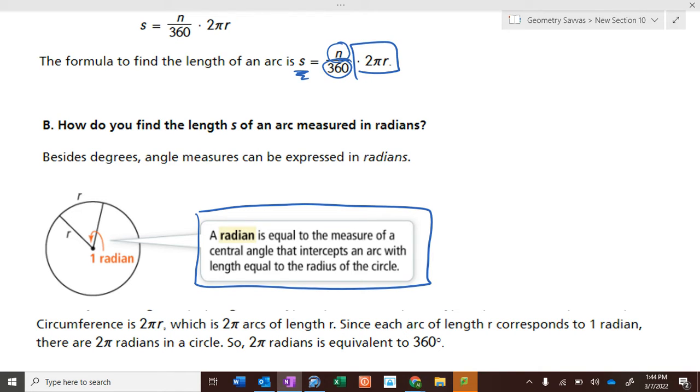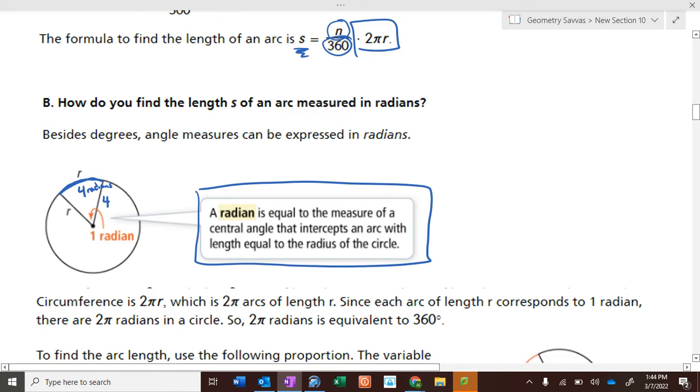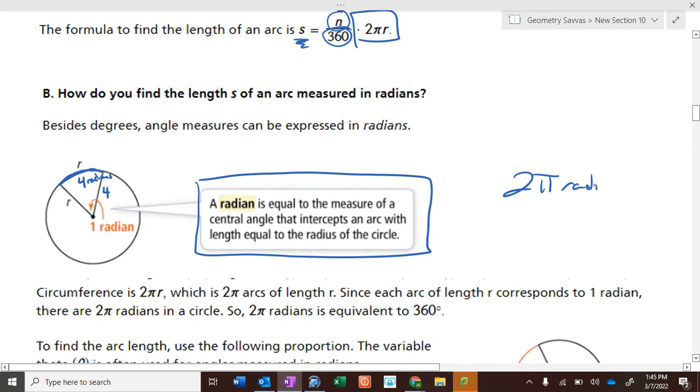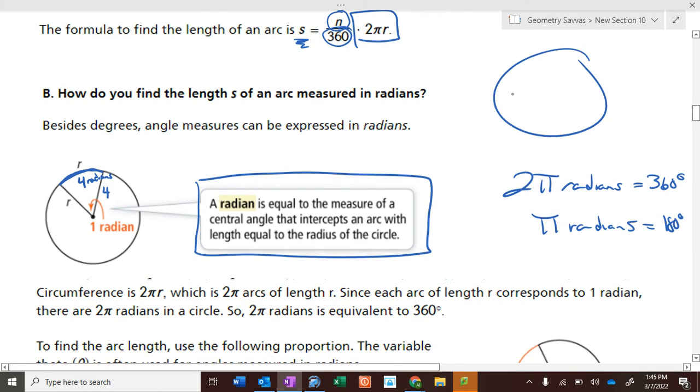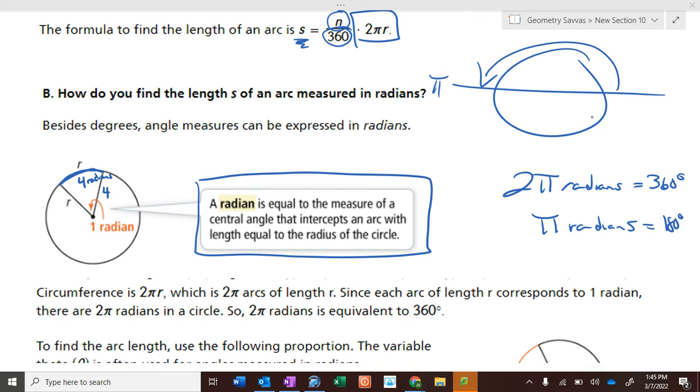All right. So let's say the radius of this circle is 4. Then the length of this arc right here would be 4 radians. Okay? So the radians match the radius. Now, there are 2 pi radians in a circle because 2 pi times the radius is equal to 360 degrees. So pi radians equals 180 degrees. Okay? So if we have a half of a circle, to get from here to here is pi radians, which is 180 degrees.